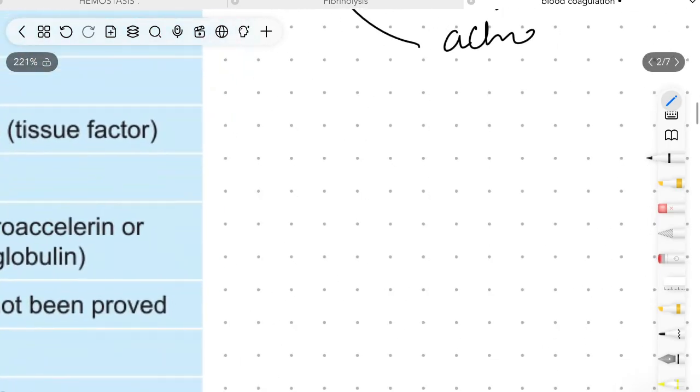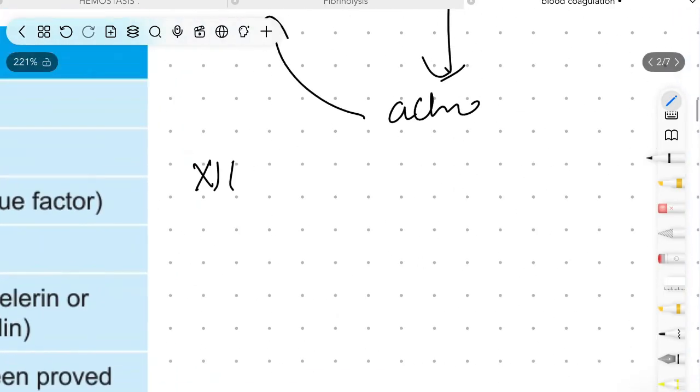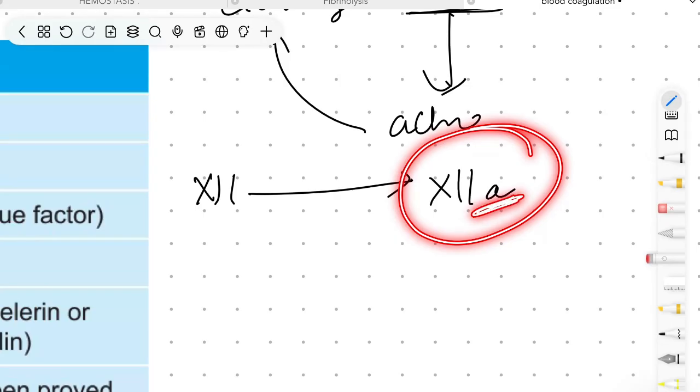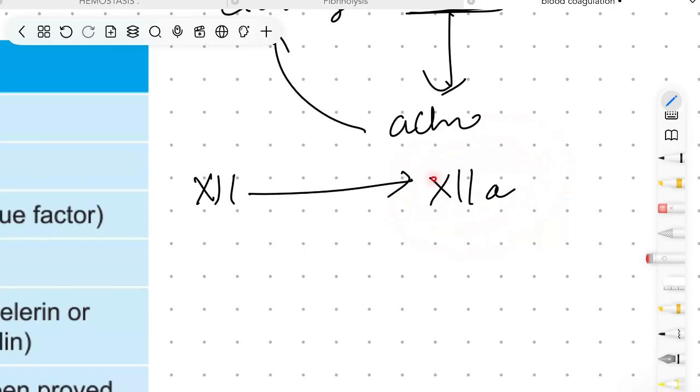Now let us take an example of clotting factor 12. First it is activated. An activated clotting factor is represented with the letter A beside the Roman numeral. So this Roman numeral represents the clotting factor, and beside the Roman numeral, this A represents the activated clotting factor. Now this clotting factor 12 is activated. Okay, now this is the activated clotting factor 12.